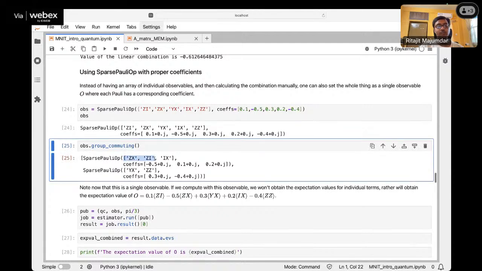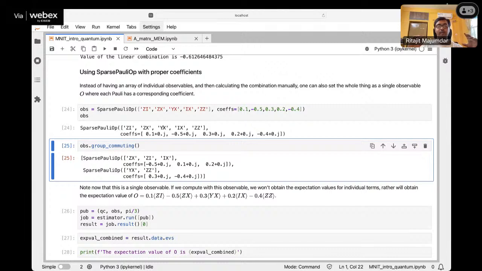So the estimator will create a circuit for this with proper rotation and proper measurement. It will get the probability distribution, or PMF, whatever you say, and calculate the expectation value from that PMF. It will create another circuit for this group with proper rotation and run the circuit. It will get the PMF and calculate the expectation value from there. So the PMF is definitely taken into consideration.